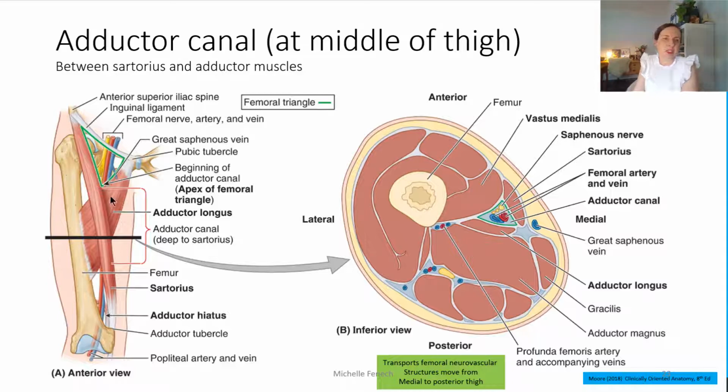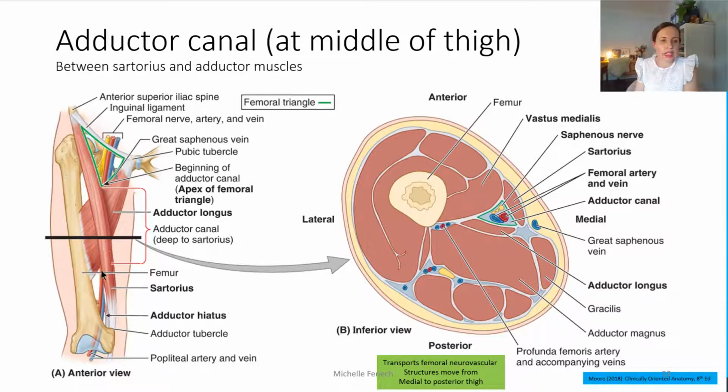And it travels, as I said, once we get a couple of centimetres down into the thigh, in an area that we call the adductor canal. The adductor canal is basically a space between our sartorius muscle. Now, our sartorius muscle travels from our ASIS, our anterior superior iliac spine, all the way down to our medial tibia, and it inserts onto that as part of our pes anserinus complex. But between the sartorius and the adductor muscle is an area called the adductor canal, which is exactly where our femoral vessels sit.